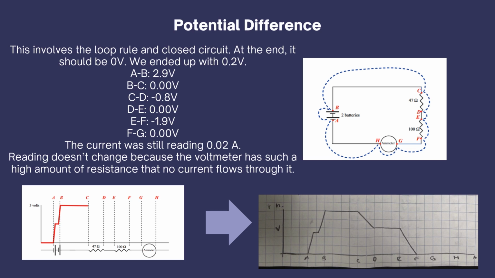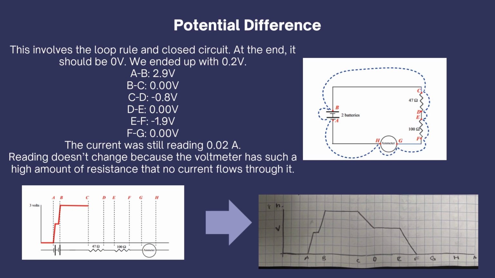Once again, this was done in person, so human error is inevitable, but we understand that since it is the loop rule, it should be 0. We found the changes in V values from A to B, B to C, all the way to G. Then we saw that the current reading was still 0.02 amps. The reading doesn't change because the voltmeter has such a high resistance that no current flows through it.